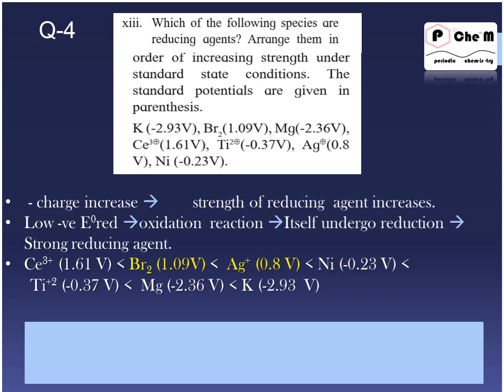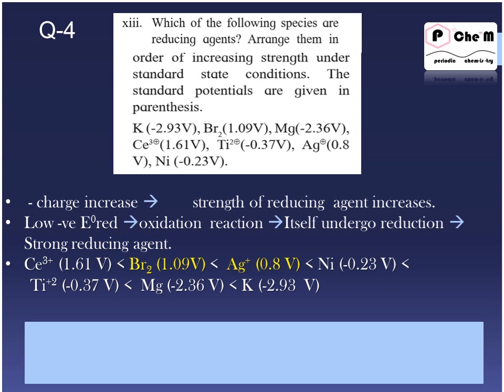Here we need to arrange the reduction potentials from the highest to the lowest, but the greater sign will be towards the reagent which is a strong reducing agent. So 1.61 is the highest value while minus 2.93 is the lowest value. From this I have highlighted Br2 and Ag plus because these are the oxidizing agents. Br2 is an oxidizing agent because we know that halogens are electronegative and have a tendency to attract electrons. Therefore, Br2 cannot undergo an oxidation reaction and hence it is an oxidizing agent.